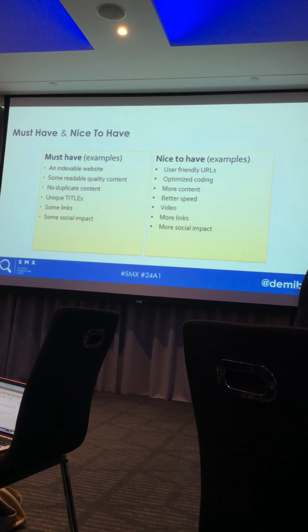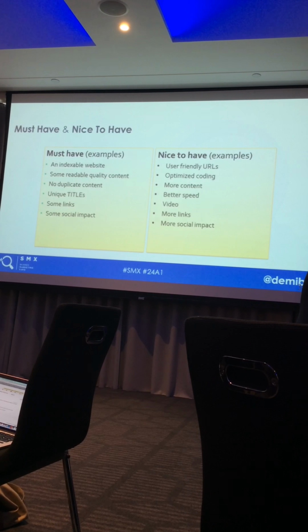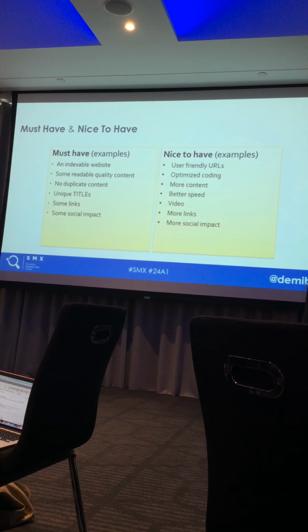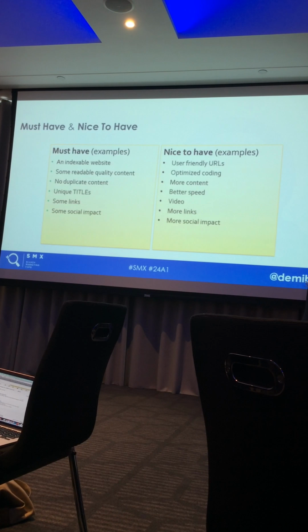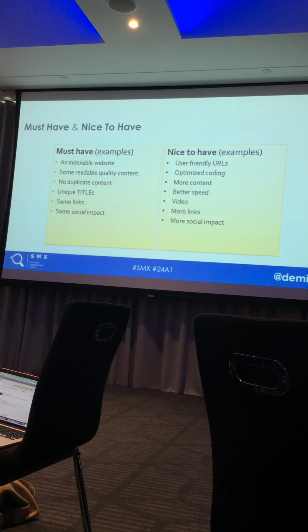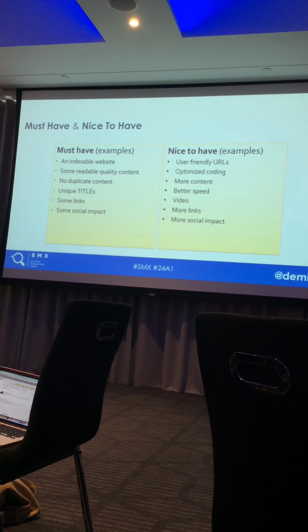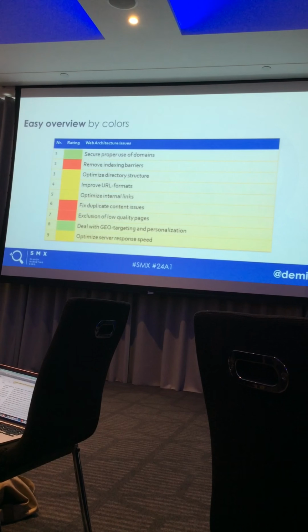Must-haves are things that you need to change now, because you're not going to get anything done unless you change that. It could be that maybe you have your whole website blocked by robots.txt, or it's not indexable in some other way. You have a lot of duplicate content, or all the titles are identical, something like that. Nice to have could be, maybe you want better URLs or to optimize code a little more, and things like that.